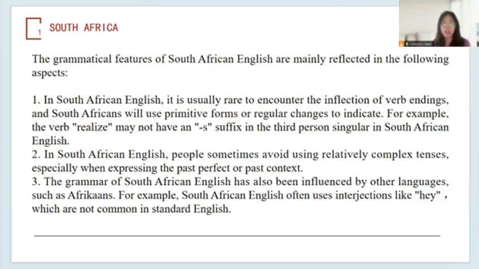In South African English, it is usually rare to encounter the inflections of verb endings, and South Africans will use primitive forms or regular changes to indicate this. In South African English, people sometimes avoid using relatively complex tenses, especially when expressing the past perfect or past context. The grammar of South African English has also been influenced by other languages.